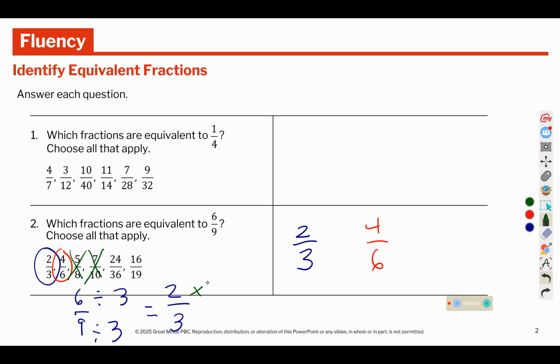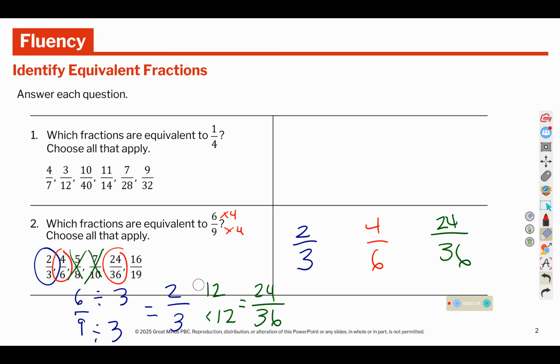2 times 12 is 24, and 3 times 12 is 36, so that one is also equivalent to 6/9. You could also think of it as 6 times 4 is 24, and 9 times 4 is 36 if you went back to the original.